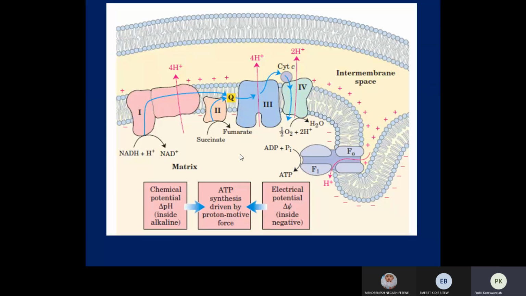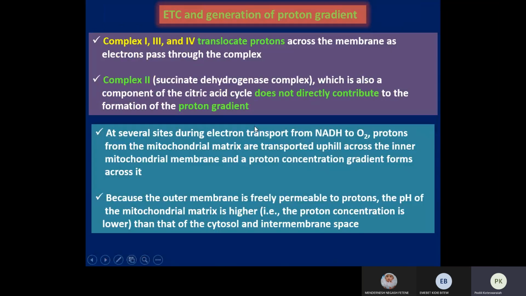And of course, you can also see here that complex 1, complex 3, and complex 4 are involved in the translocation of protons, because they have proton translocating activity, whereas complex 2 is not involved directly in the proton translocation. In the sense, during the electron transport chain, the energy liberated at complex 2 is not sufficient for expelling the protons from the matrix to the intermembrane space. Therefore complex 2 is not directly involved in proton translocation.